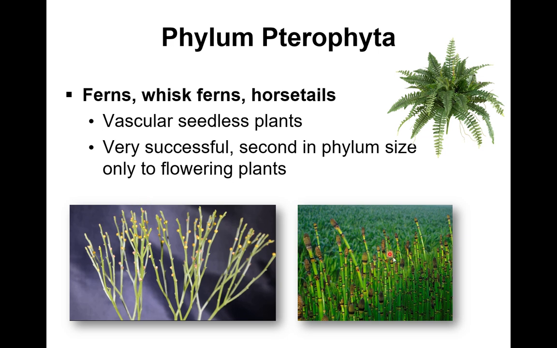You will see that. And the third group is horsetails. Don't mix them up with cattails. Cattails are actually flowering plants, so they are angiosperms. They are not vascular seedless plants. So this group has been extremely successful, competing with angiosperms overall in terms of the number of species present on Earth nowadays.